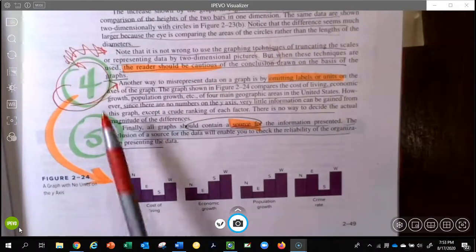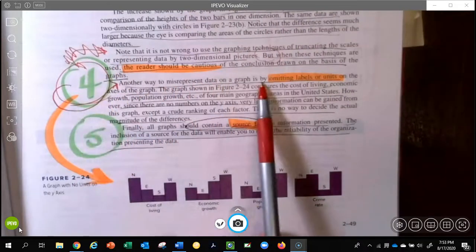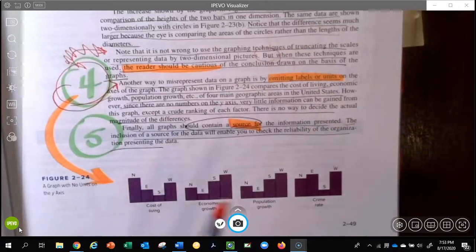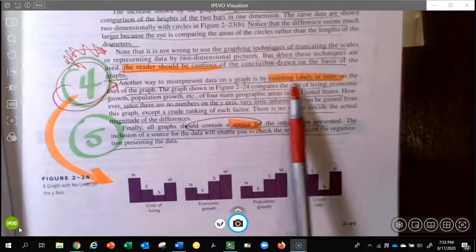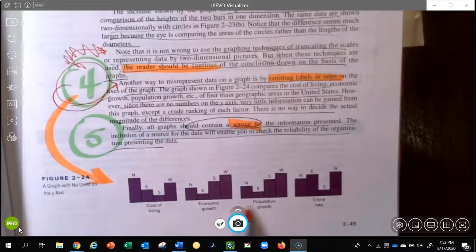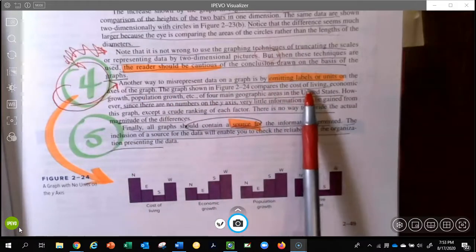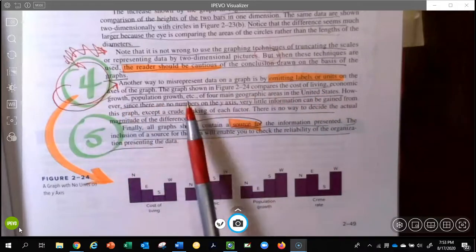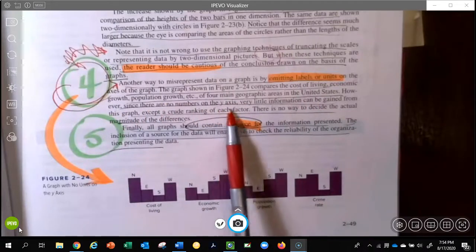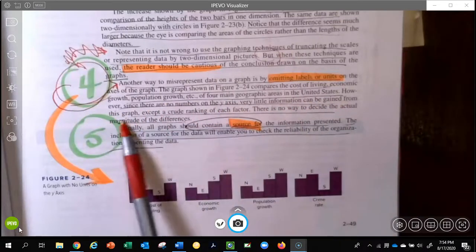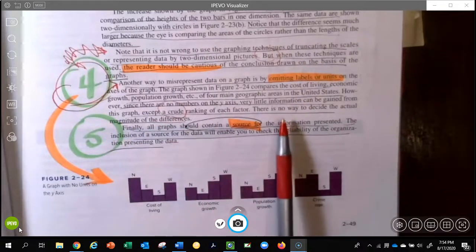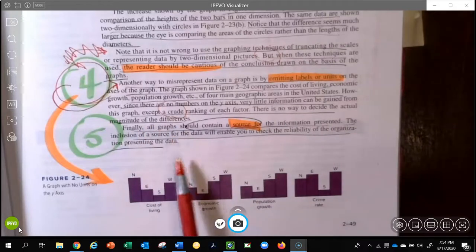And so we've only talked about 2 ways, messing around with the y-axis, using two-dimensional up here to make it look wonky. Another way is by omitting labels or units, and then people just start to add in what they think it is or what they want to make of it. But omitting information on the axes of the graph. The graph shown below is comparing the cost of living, the economic growth, the population growth of 4 main geographic areas in the United States. However, since there are no numbers on the y-axis, very little information can be gained except a crude ranking of each factor. There's no way to decide the actual magnitude of the differences.